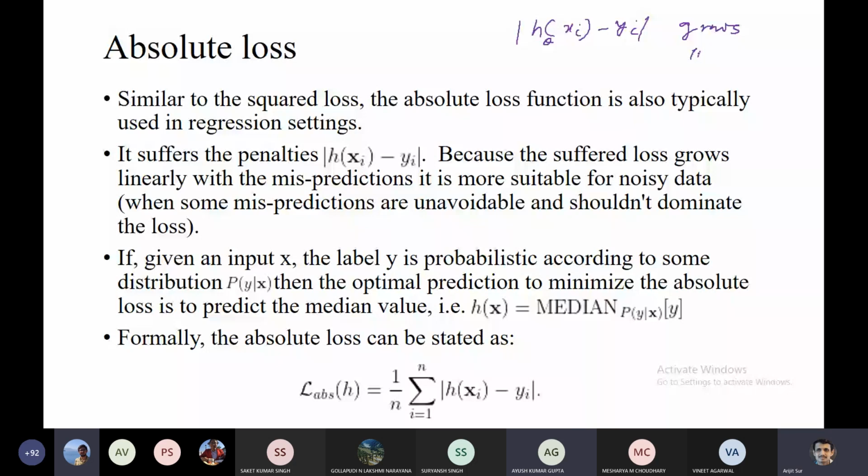So that is important. It grows linearly. If, given input x, the label y is probabilistic according to some distribution p of x, the optimal prediction for absolute loss is the predicted median value. So it's basically the median of this, and this is absolute loss.